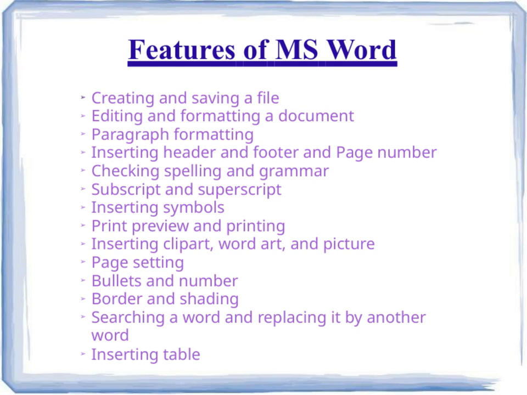Using bullets and numbering helps organize your points clearly, making your list easy to follow. Borders and shading add emphasis and style to your sections or paragraphs, helping important content stand out. Searching for a specific word and replacing it with another can save time when editing large documents. Inserting tables is a powerful way to organize data neatly and clearly.